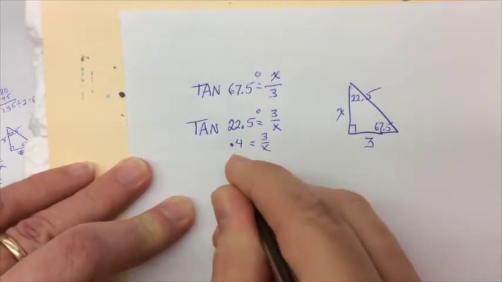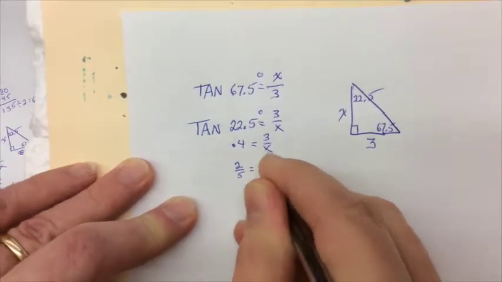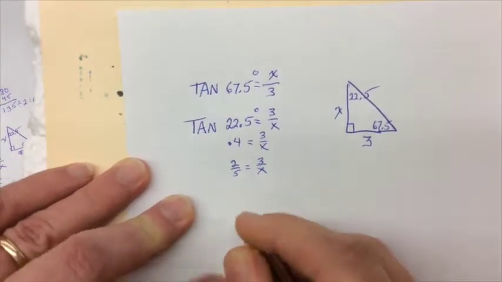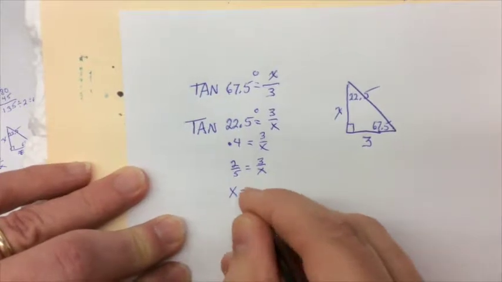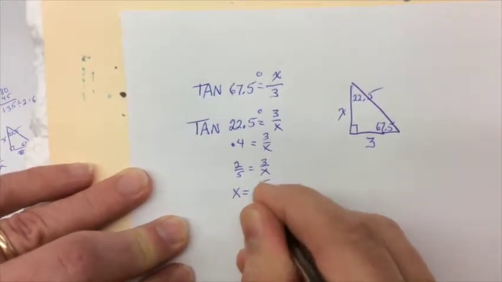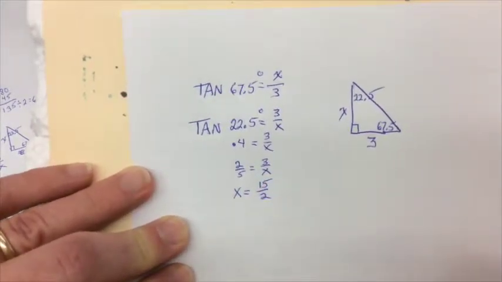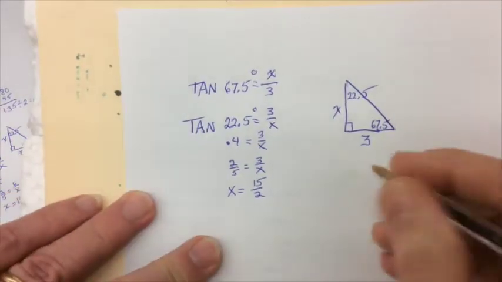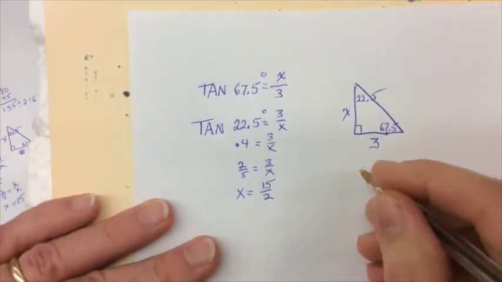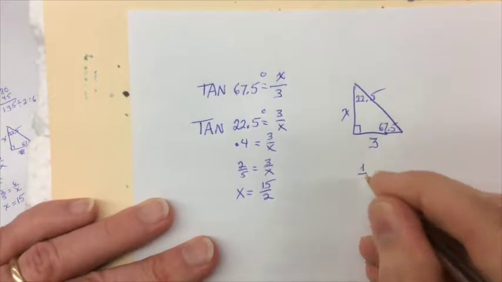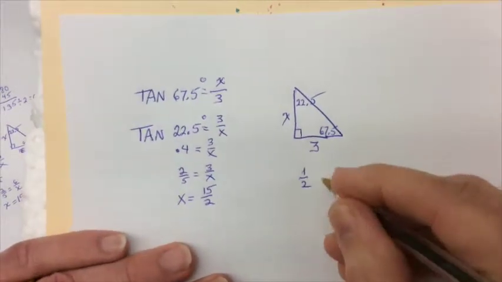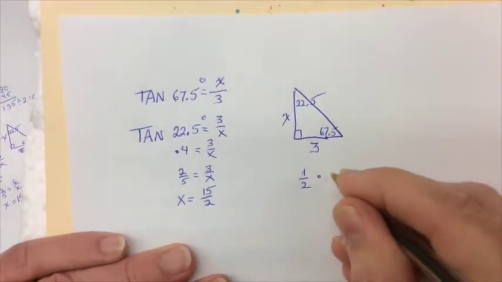That would equal 3 over x. And that turned out to be 0.4, which was equal to 3 over x. 2/5 equals 3 over x. So x turned out to be 15 over 2. So that was the height of my triangle. Same thing I did before.